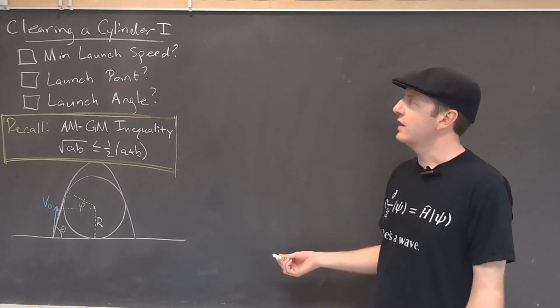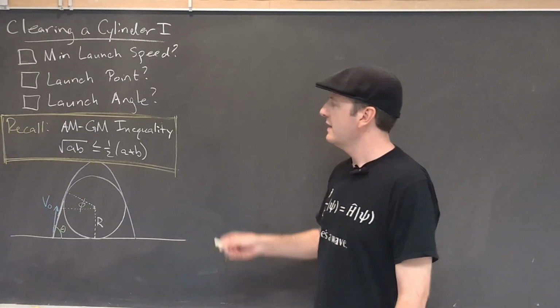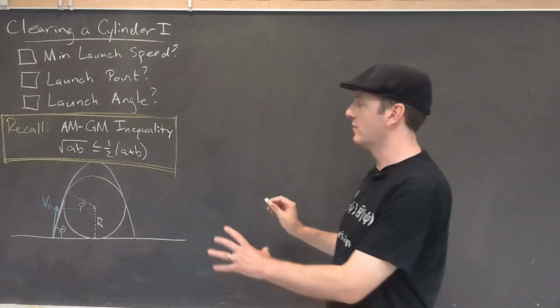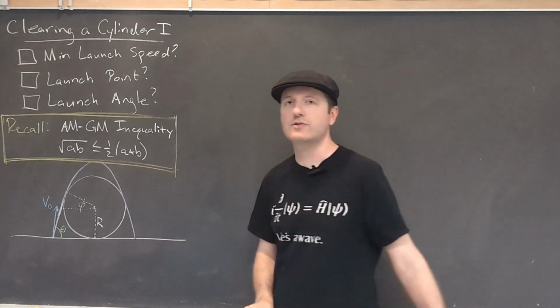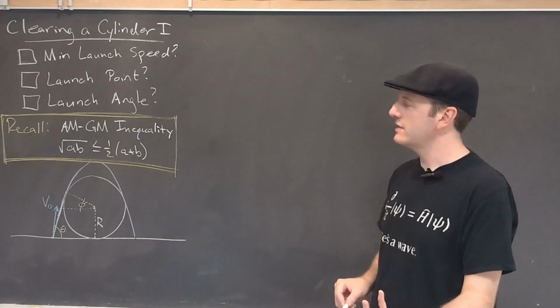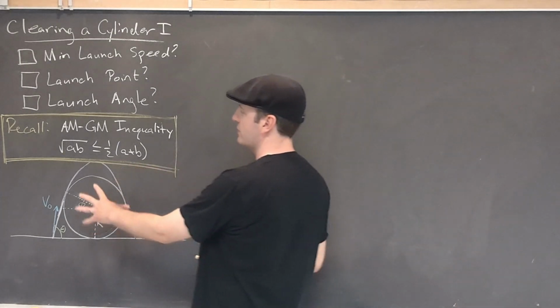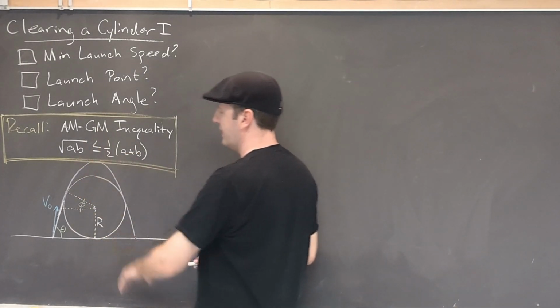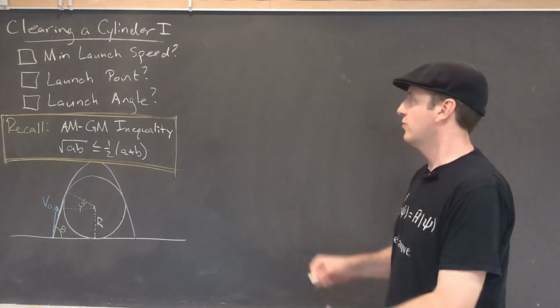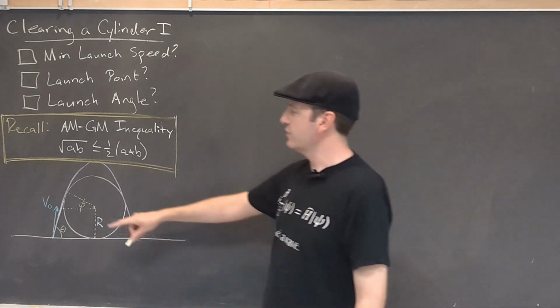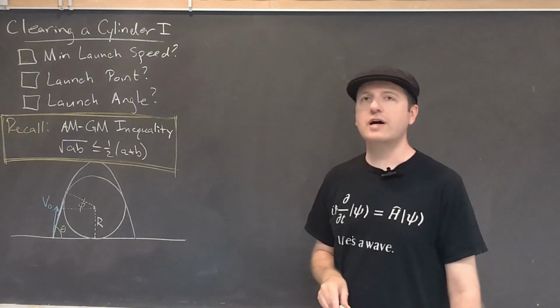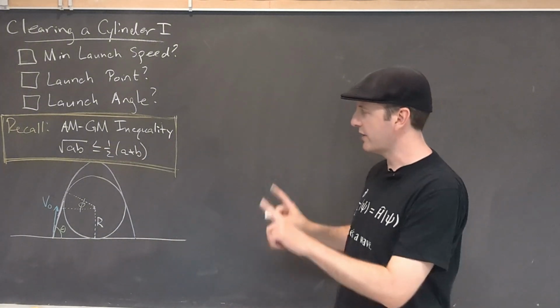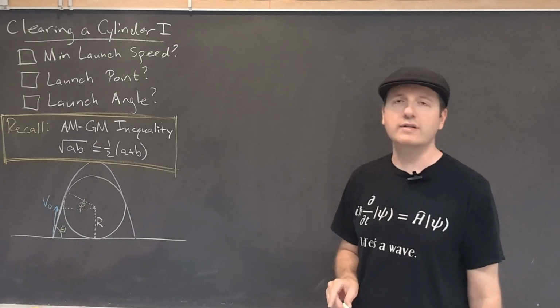Okay, today I thought we would work on another clearing an obstacle type problem. This time I want to clear a cylinder or a sphere or any object that has a circular cross section. Here's the idea. We have a smooth sphere that is fixed in place on a horizontal table, or cylinder, and we want to project a projectile that just barely makes it over, clearing it on either side, perhaps at one point of tangency.